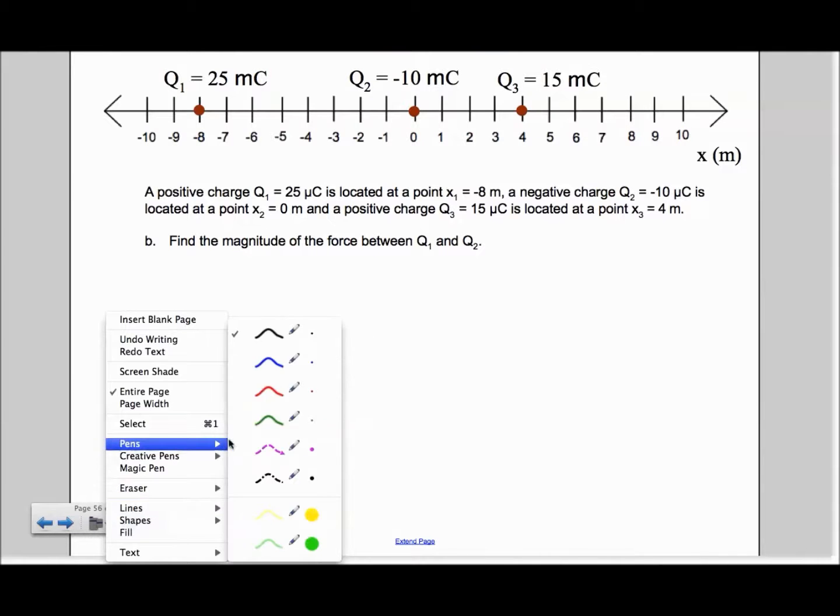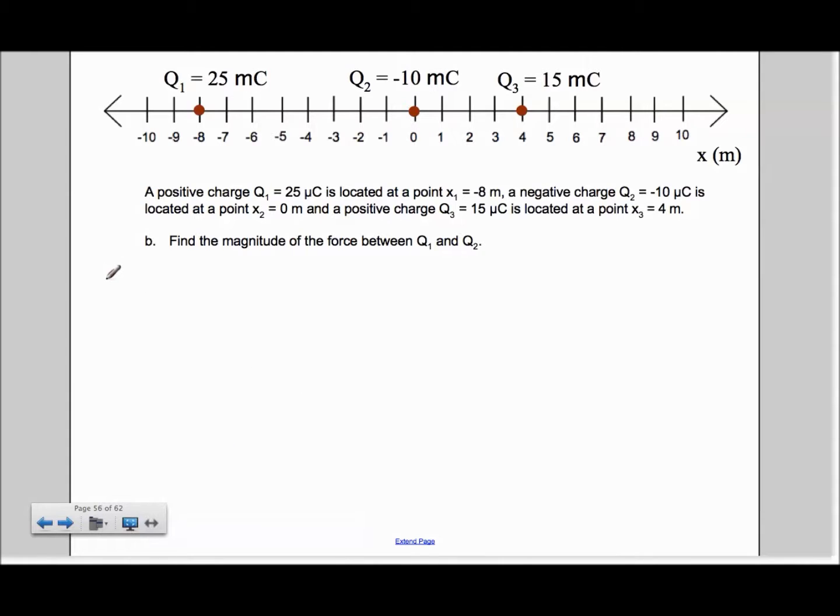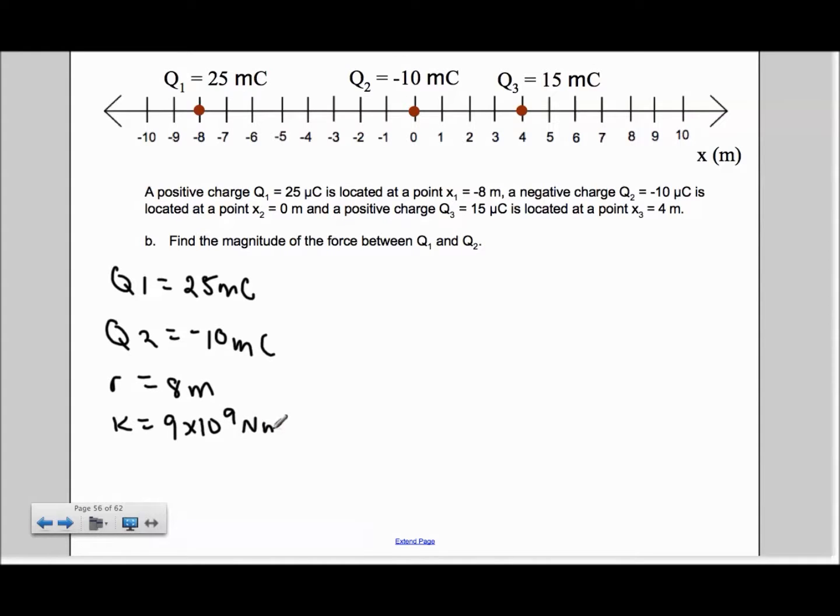Okay, so let's list what we know. Q1 is equal to 25 millicoulombs. Q2 is equal to negative 10 millicoulombs. R, the distance between the two, is equal to 8 meters since Q1 is at negative 8 and Q2 is at 0. And we already know that K is equal to 9 times 10 to the 9 newton meter squared over coulomb squared. We're solving for force, so it is our unknown.